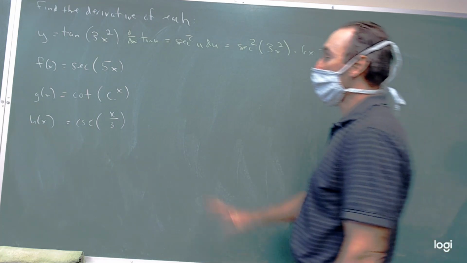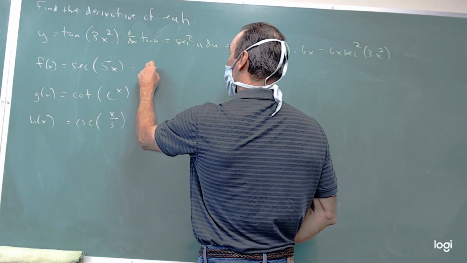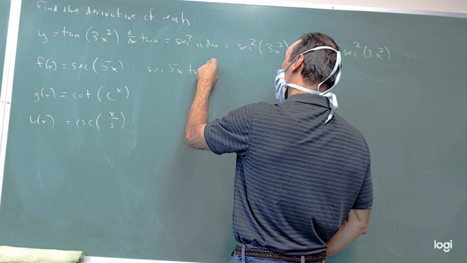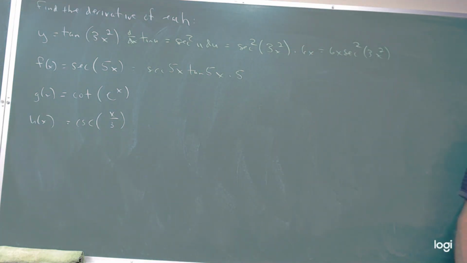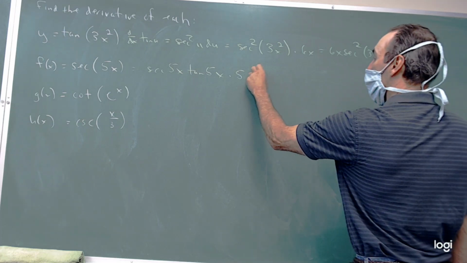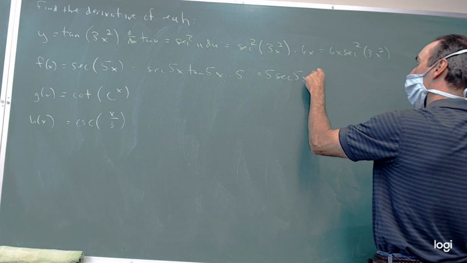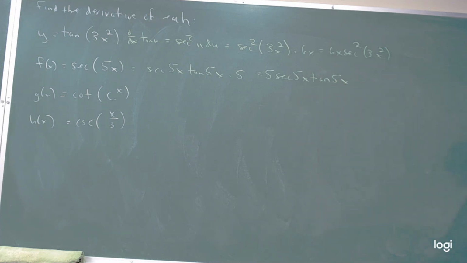Same thing, the derivative of secant is secant tangent. So we're going to get secant of u tangent of u times du, and the derivative of the 5x gives us an extra constant of 5. We write that out in front, so we write our final answer as 5 times secant 5x tangent 5x.